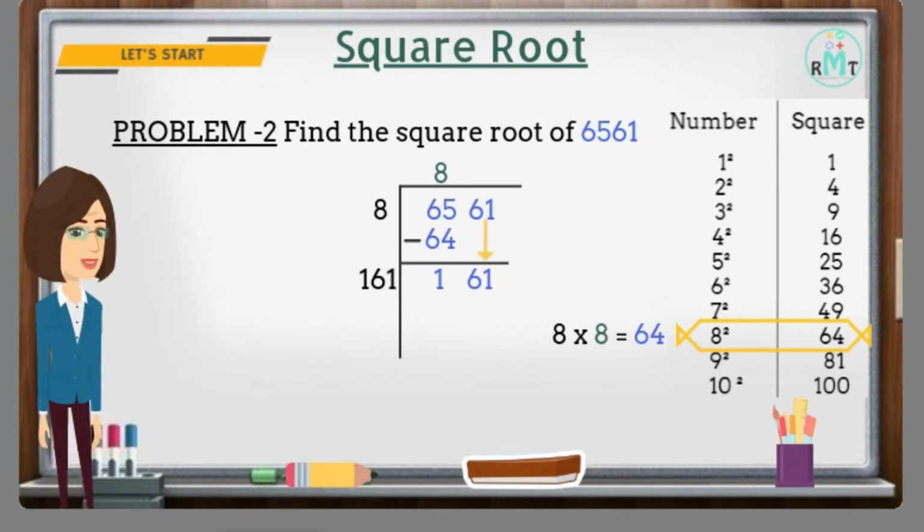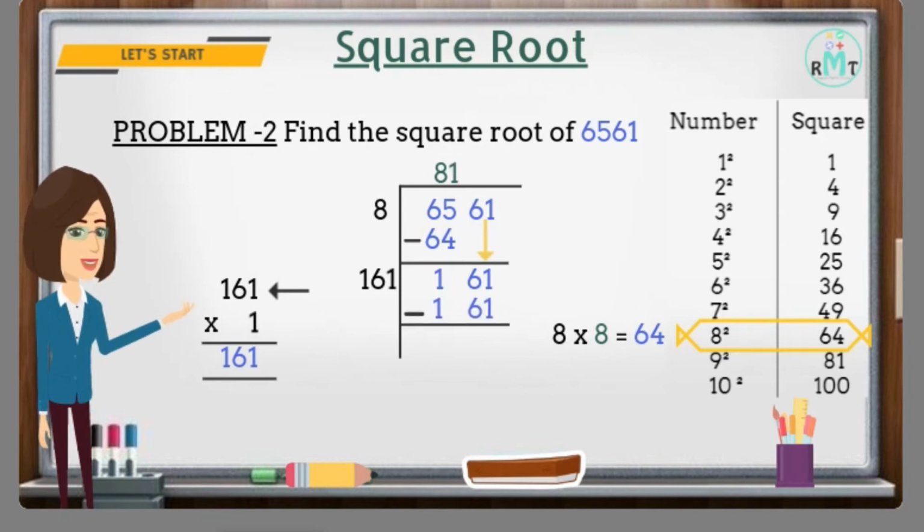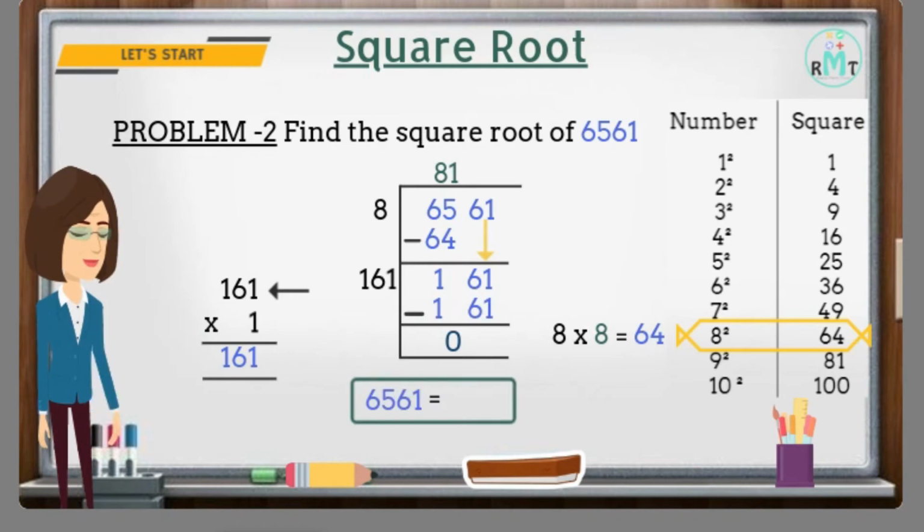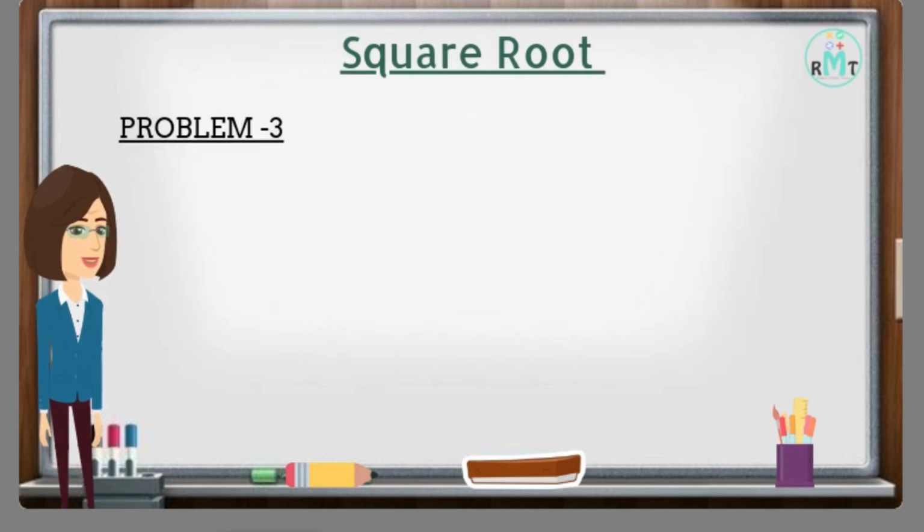Now, we will multiply 161 with its suffix, that is 1, and get 161 as the answer. Now, on multiplying 161 with 1, we get remainder equal to 0. Therefore, the square root of 6561 is 81.